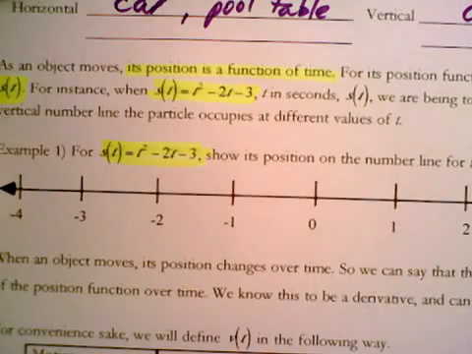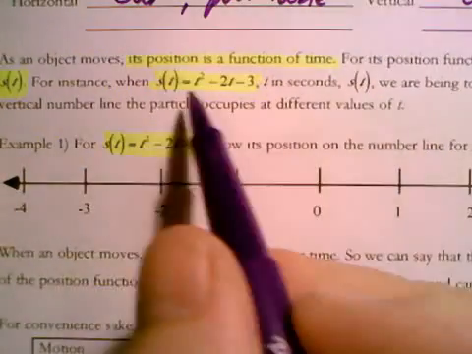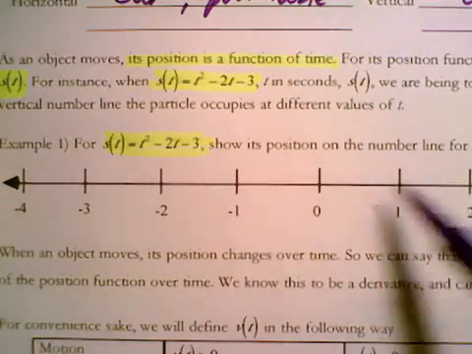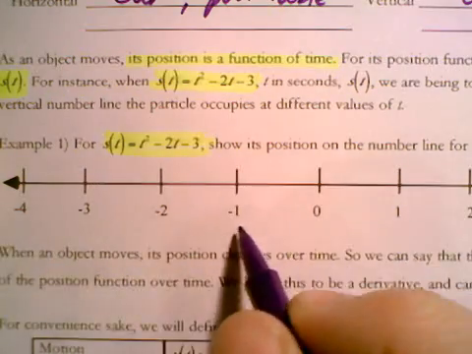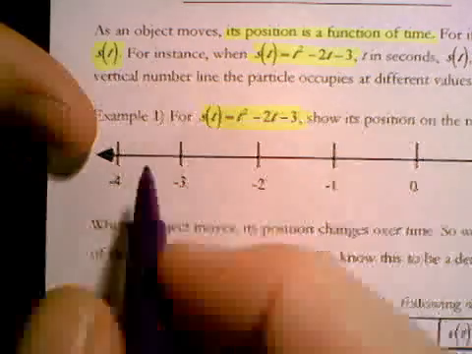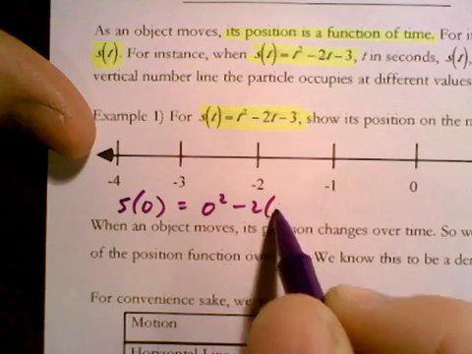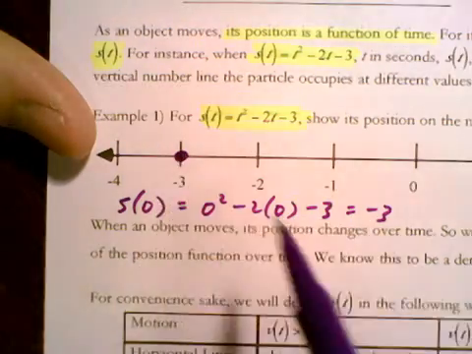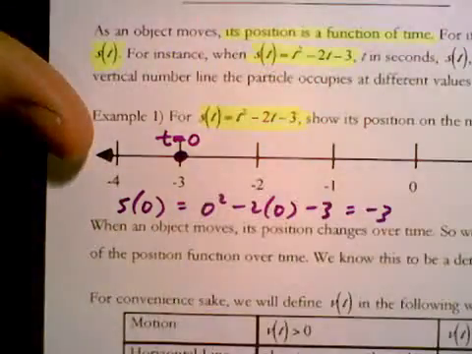So we'll use that example right here. s of t equals t squared minus 2t minus 3. If we would like to know the position, let's say this is the position of a particle that travels left and right along the x-axis. We know the position at time 0, which is the first thing it asks us to find. You just plug in a 0 for t, and you end up getting -3. So you would put a dot right there at -3, and you would put t is equal to 0.